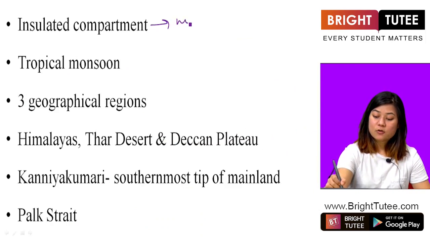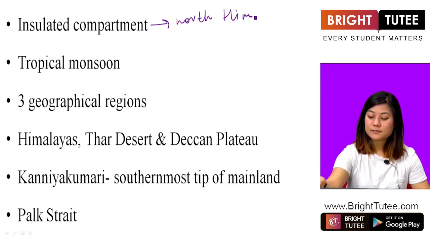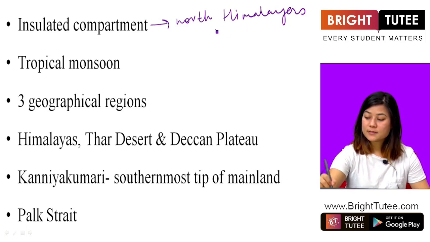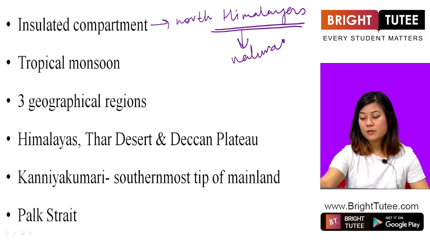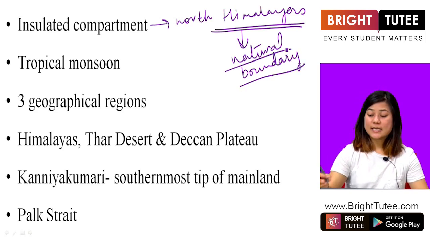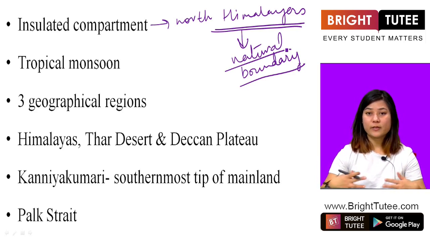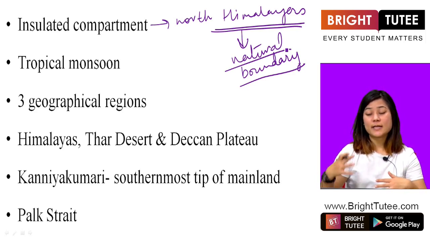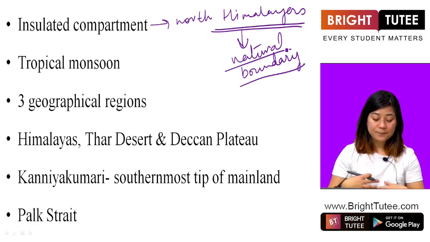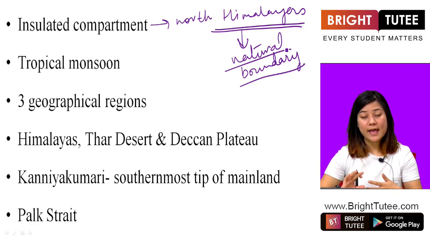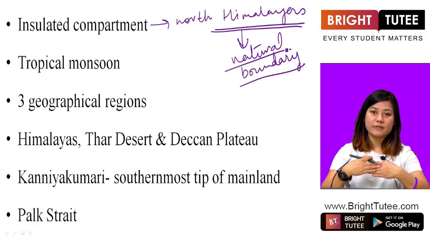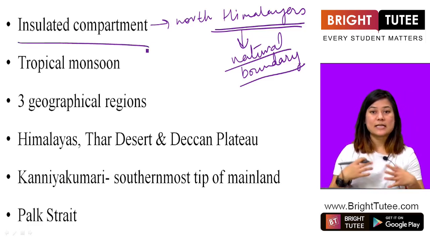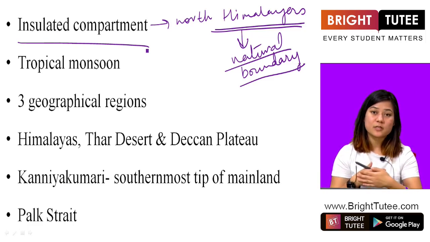Now we know that in the north we have the Himalayas. The Himalayas act as a natural boundary, and what it does is it does not let the cool weather, too cold weather coming from China and Tibet, enter into India, and it does not let the warm air go out of the country. So it acts as a natural barrier which keeps the country as an insulated warm compartment. It keeps the country warm.